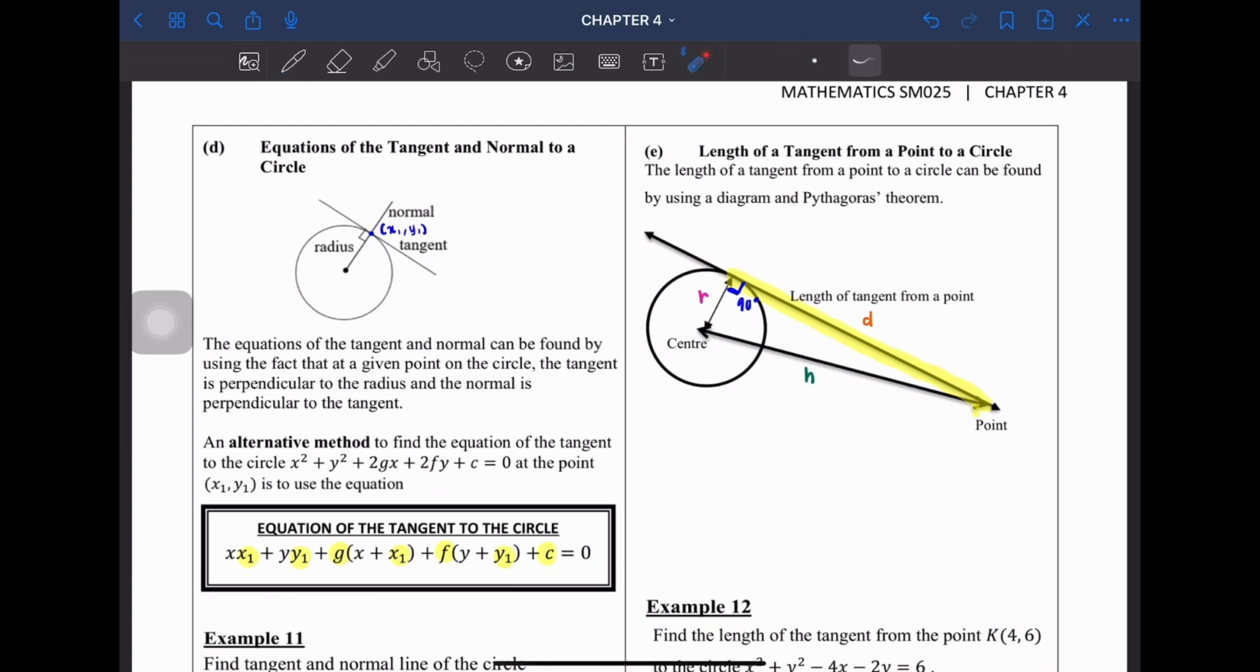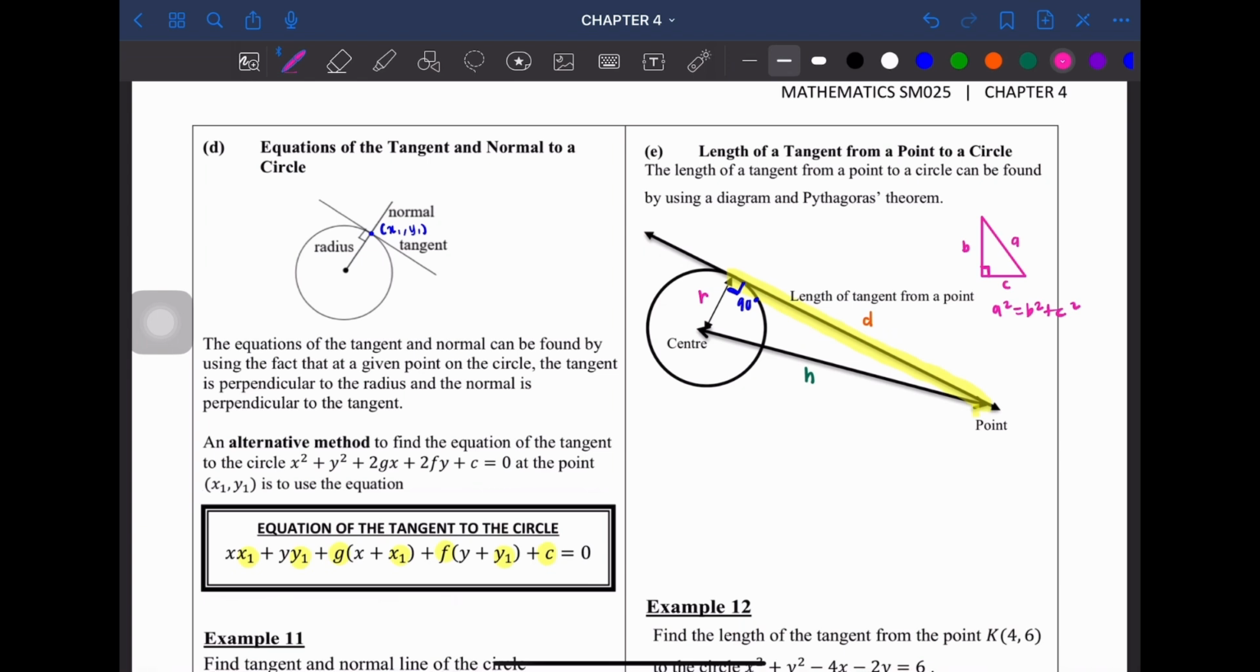Okay, so how do we find the d? We can actually use the Pythagoras theorem. If you have this right angle triangle, this is A, B, and C. So we know that A square equals B square plus C square.